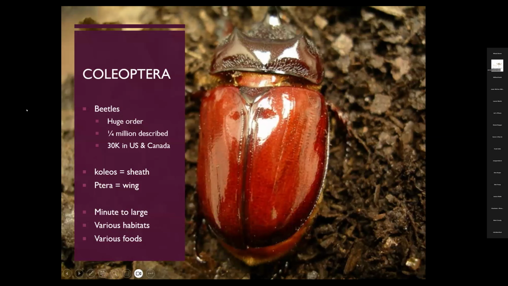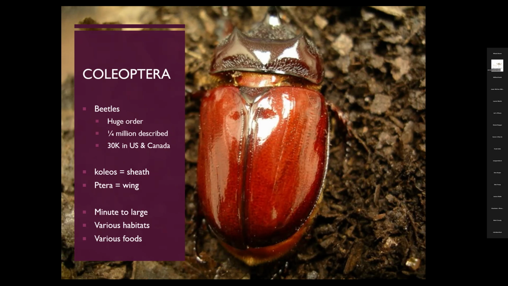The Coleoptera are the beetles. This is the largest order of insects with the most species described. There's over 250,000 that are described around the world, and that is described species. If we estimate how many there are, there's probably a million more of them. We have over 30,000 species of beetles within the United States and Canada.